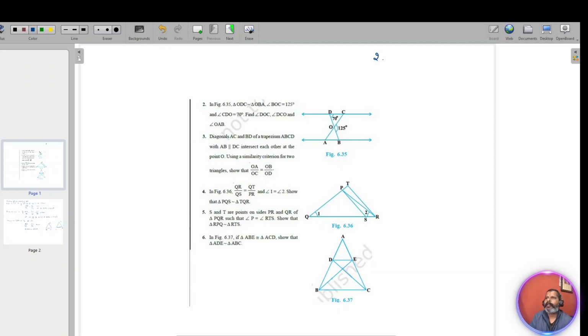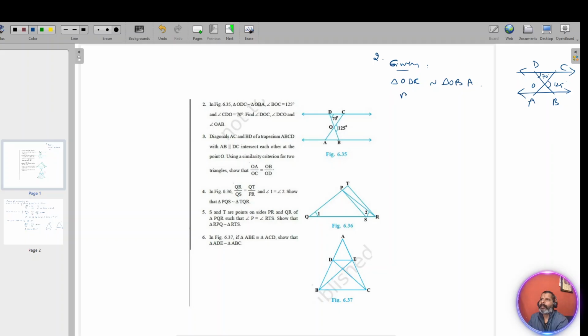In the figure 6.35, ODC is similar to OBA. Okay. Few angles are given and few angles they've asked. Draw the figure. Two lines here. DC, BA, O. This is 125. This is 70. Okay. We'll say given. What is given? Triangle ODC similar to triangle OBA.